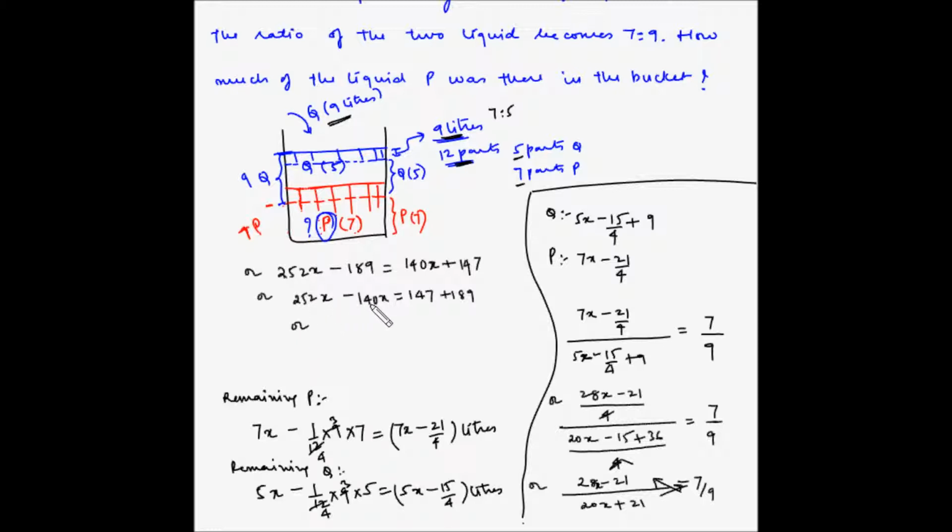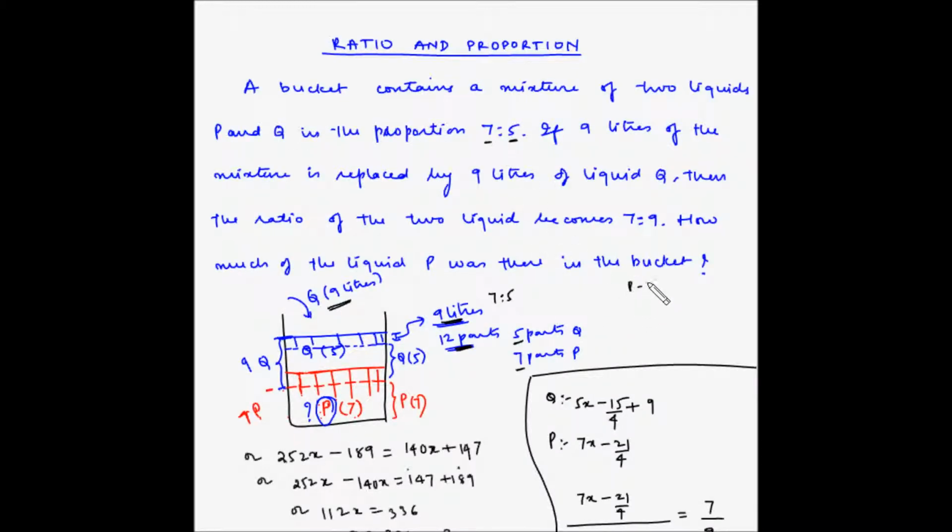So 252 minus 140 is 112x is equal to 9 plus 7 16, 8 plus 4 12 plus 1 13, 1 carry over, 1 plus 1 2 plus 1 3, so x is equal to 336 divided by 112, and this is equal to 3. So x is equal to 3. Now originally we had said that P is 7x while Q is 5x. And x is 3, so P is equal to 7 multiplied by 3, which is 21 liters, and Q is equal to 5 multiplied by 3, which is 15 liters.